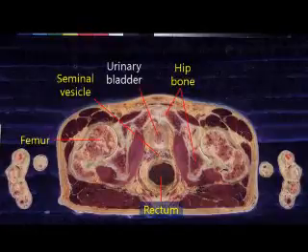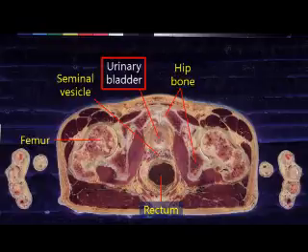The urine is now in the urinary bladder. The urinary bladder touches the rear part of the hip bone and is in front of the rectum. This cadaver is a male cadaver, so you can see the seminal vesicle between the rectum and the urinary bladder. The seminal vesicle does not fall under the urinary system, but falls under the reproductive system.